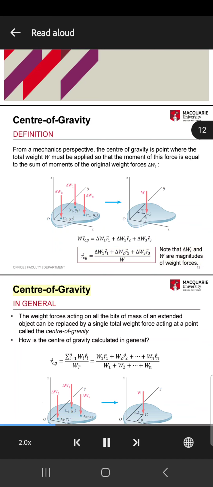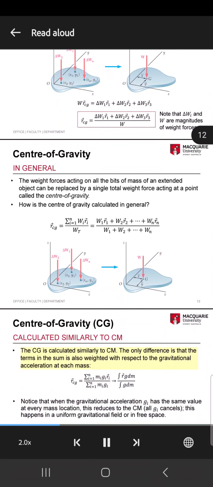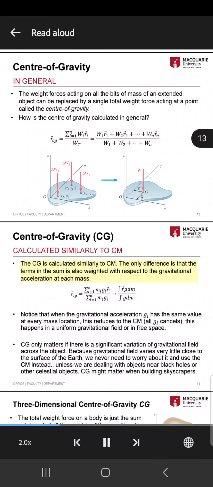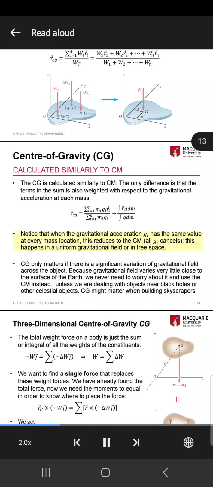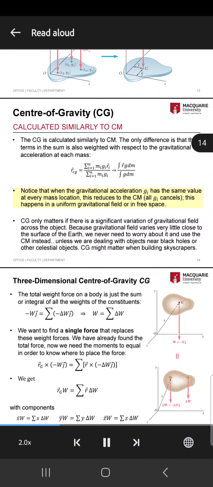In general, the center of gravity, CG, is calculated similarly to CM. The only difference is that the terms in the sum are also weighted with respect to the gravitational acceleration at each mass. Notice that when the gravitational acceleration g_i has the same value at every mass location, this reduces to the CM. All g_i cancel. This happens in a uniform gravitational field or in free space.